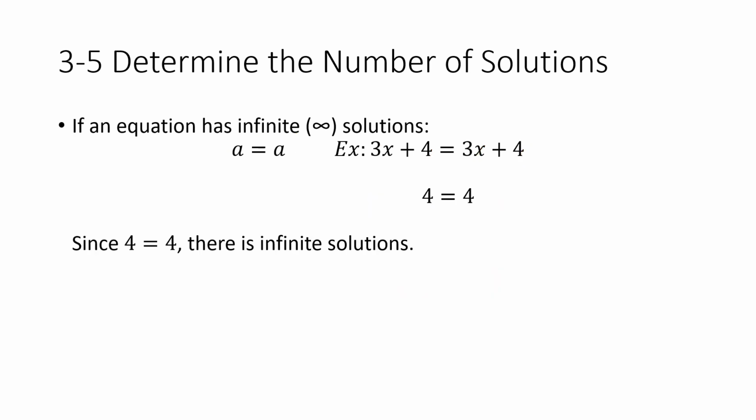They clearly didn't take it as far as I did. So yeah, you could actually stop as soon as you got rid of your variables, right? You would be left with 4 equals 4. That is also a factual statement that will always be true. So like I said, nothing you can do to this equation to make it wrong. All right, so this is infinite solutions.